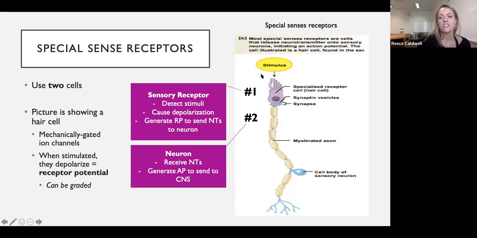So what we see is that this picture is showing us a hair cell. Here we're looking at a hair cell. You can see those little hairs up here. And hair cells work through mechanically gated ion channels.